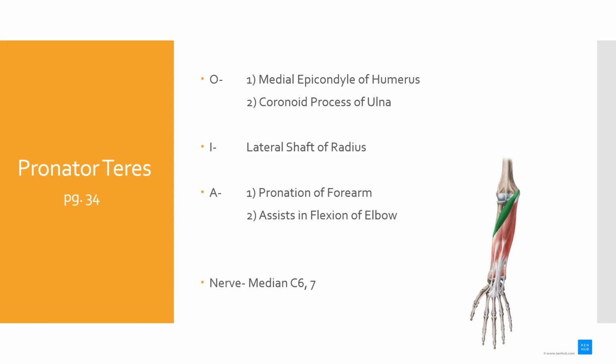Pronator teres. Two origins include the medial epicondyle of humerus as well as the coronoid process of ulna. Insertion, lateral shaft of radius. Two actions include pronation of forearm, and it also assists in flexion of elbow.